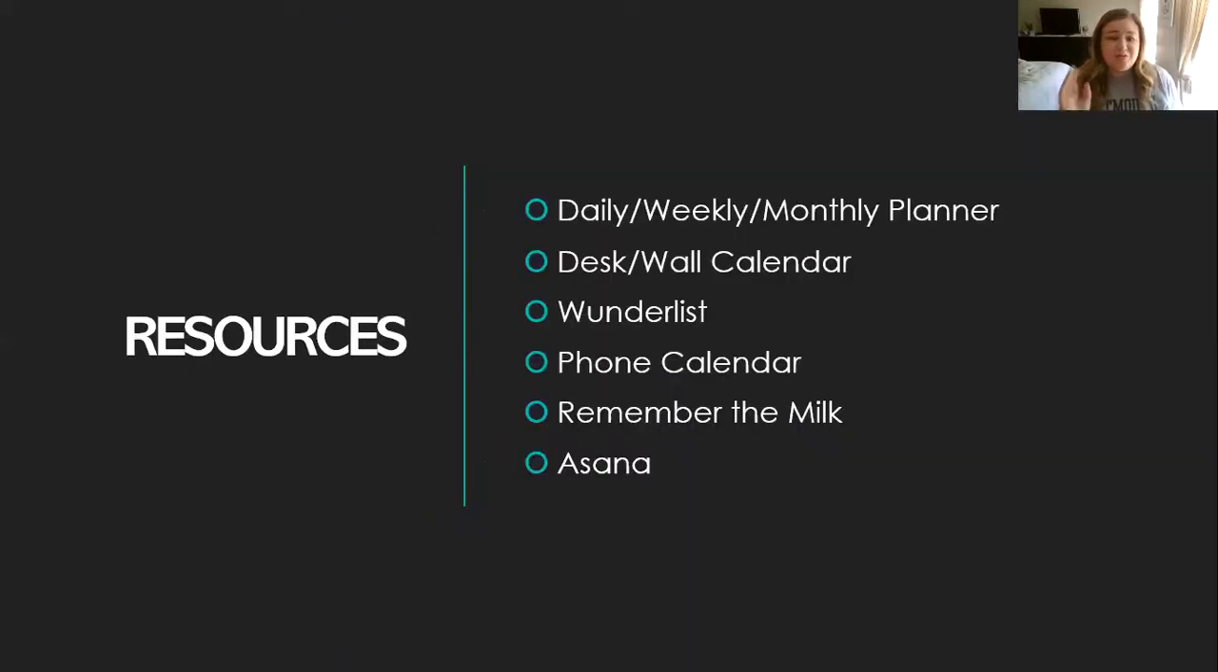Okay, so here are some resources that you guys can use. These are things that I have found, and I have used all of these to help myself stay organized. So you can have a planner, like I just showed you guys. You can have a planner that really works for me, and a desk wall calendar. I use both. I use honestly multiple of all of these things. Desk wall calendar because it's visible. I see it every day, no matter what.